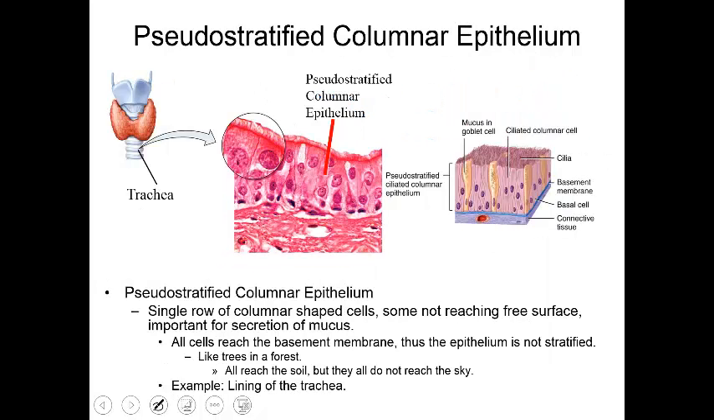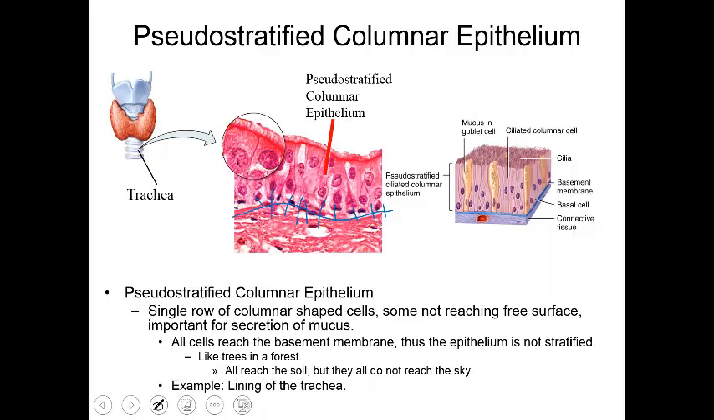Moving on to pseudostratified columnar epithelium. Remember, pseudostratified means that it looks like there are false layers. It looks like there are layers, but there really aren't layers. So the basement membrane is right here, and you have cells that each have the basal end, but not every cell here has an apical end.